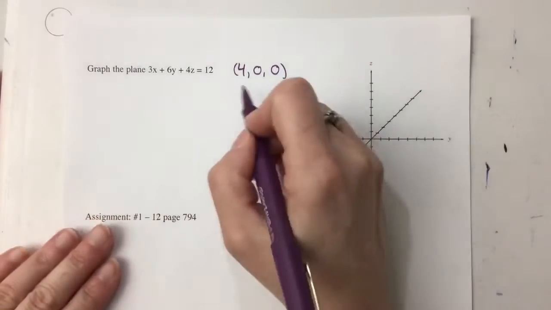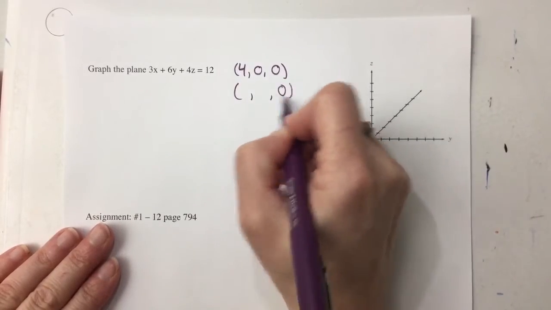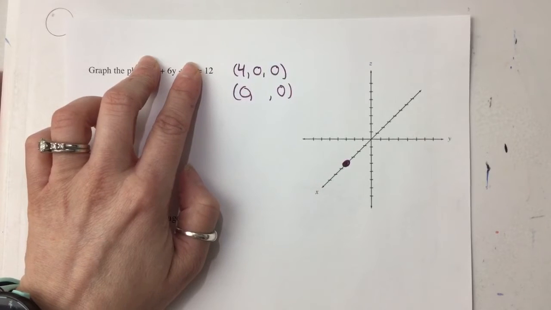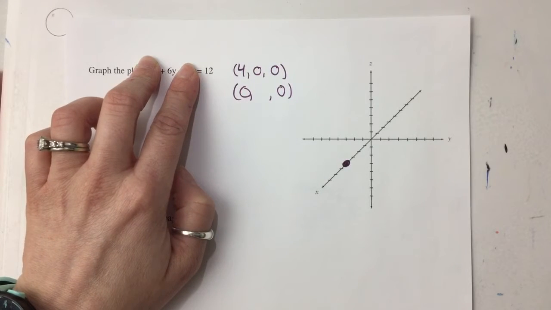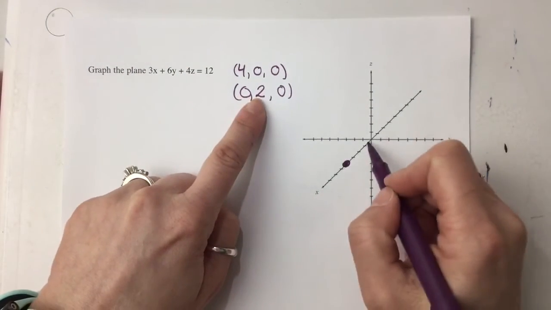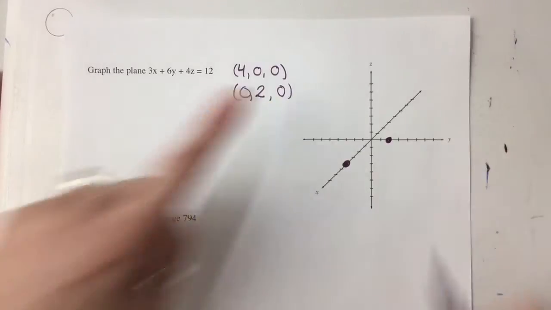There's my point. If I want to find the y, what I have to do is put in a 0 for x and a 0 for z. So what I have is 6y equals 12. To solve for y, you just divide by 6. 12 divided by 6 is 2. So I don't go forwards or backwards. I go to the right 2. I don't go up or down.